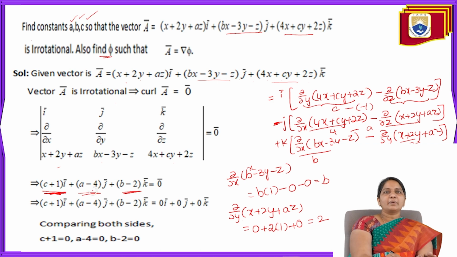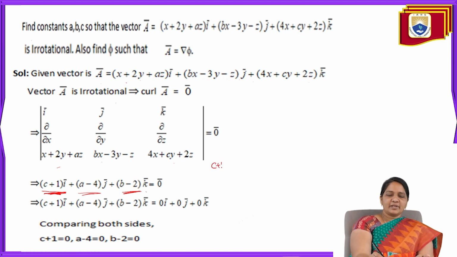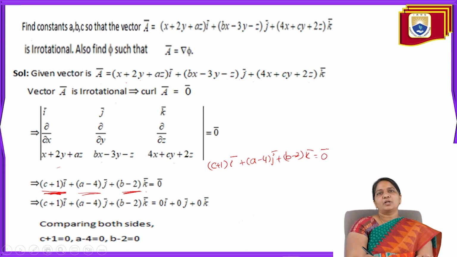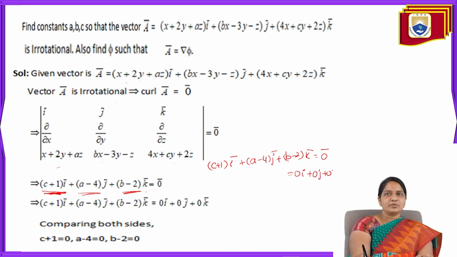Next term we got minus 4 into k bar. So next one is b minus 2 into k bar. So this is equal to 0 bar. So here (c plus 1) into i bar plus (a minus 4) into j bar plus (b minus 2) into k bar equal to 0 bar. So 0 bar means we can write this one as 0i plus 0j plus 0k.